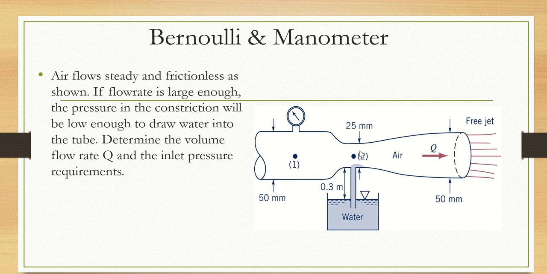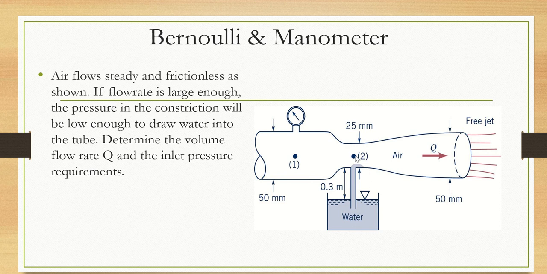Because we have a decrease in cross-sectional area, we will expect to have an increase in velocity but a decrease in pressure. That decrease in pressure will create a vacuum to draw water up into the tube, which is nothing more than a manometer. And this is just a large container of water.